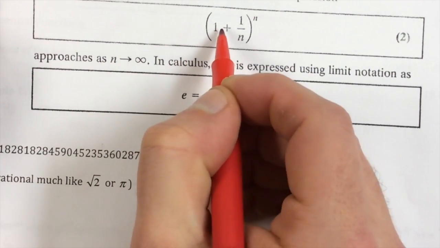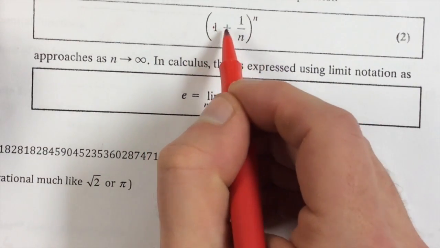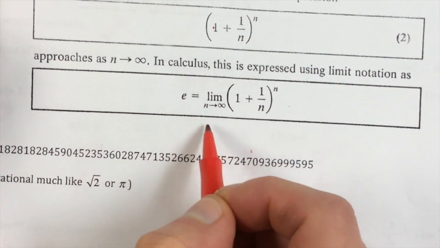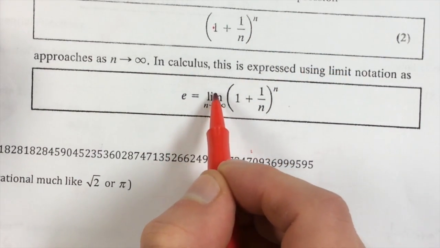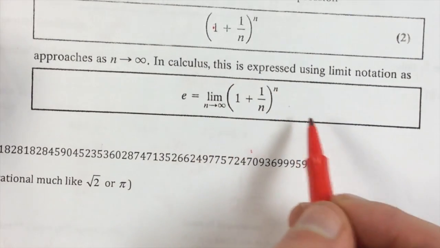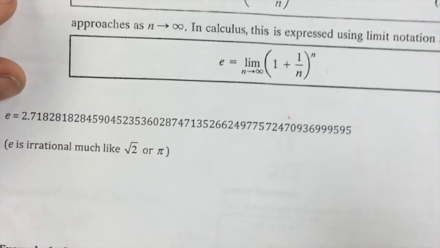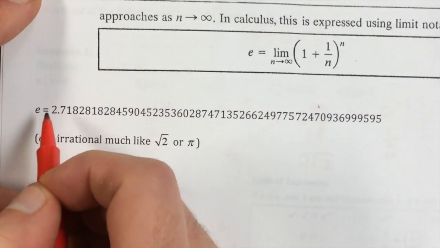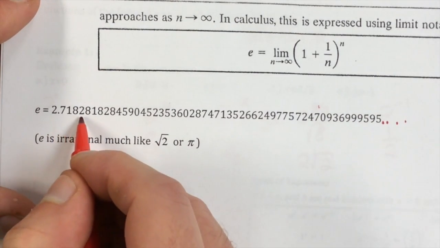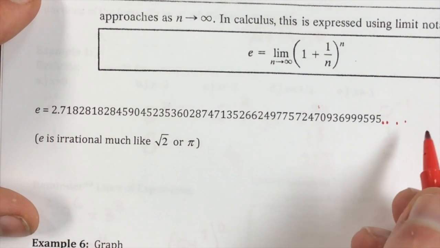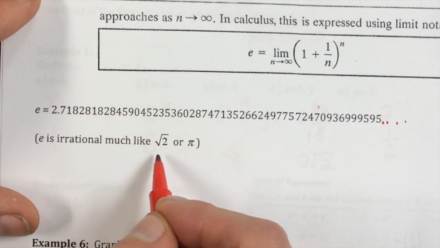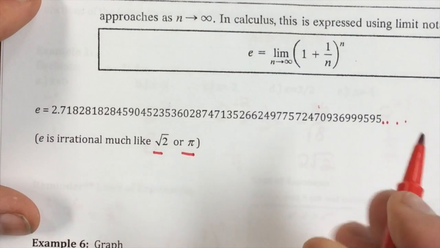e is generated by taking any number n, 1 plus 1 over n, to the n power. Or what you'll see in calculus is we say the limit as n approaches infinity of this quantity comes out to be e. So if we do that limit, we get e to be this number, 2.7182, and on and on. e is an irrational number, just like the square root of 2 or pi.